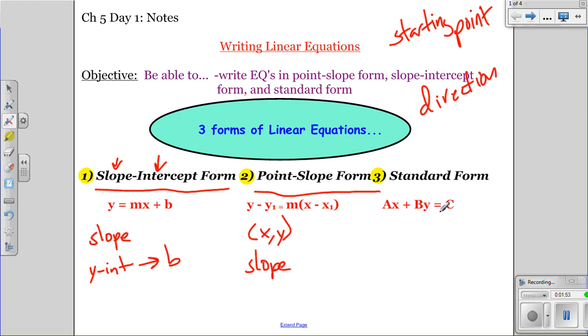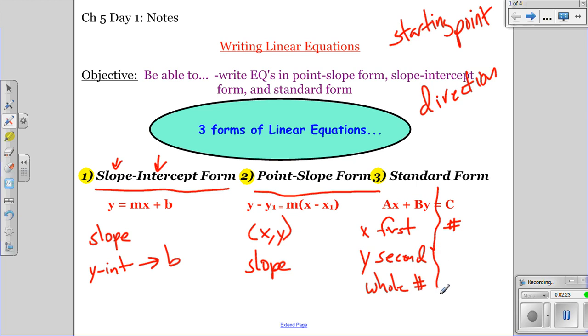Then the last form is called standard form. We really don't use this a whole heck of a lot for graphing purposes, but it's a great way to organize information. So what makes standard form standard form? Notice A, B, and C are numbers. C is the number all by itself, so the numbers go on the right-hand side of the equation. Then on the left-hand side, we always do x first, and then we do y next.